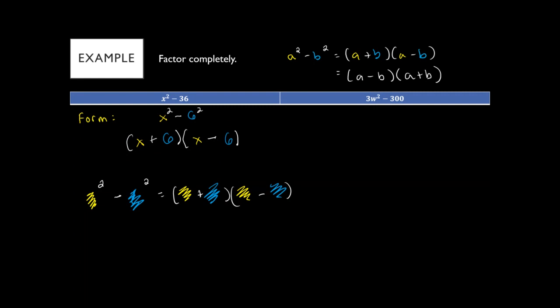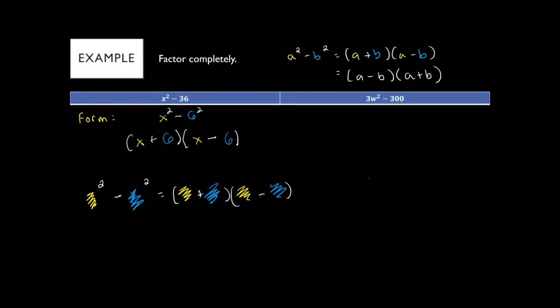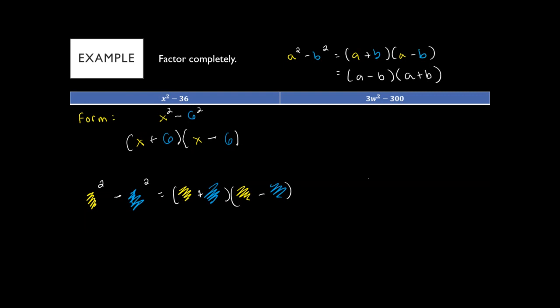So that is the one on the left. A lot of times I skip the step where I rewrite 36 as 6 squared, and I just go straight to the factoring, because in my head I know 36 is 6 squared, so 6 is going to be the number that I'm going to use.